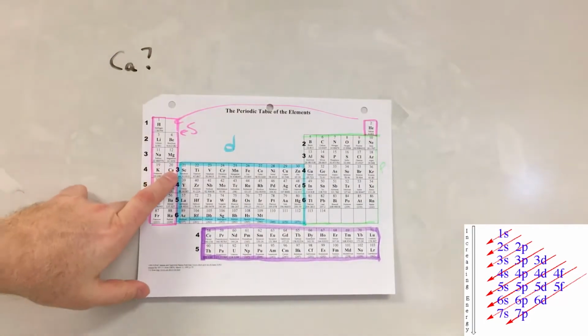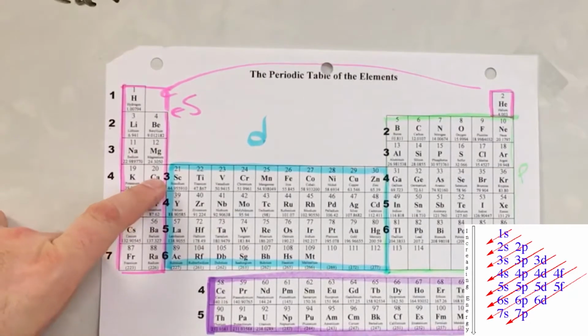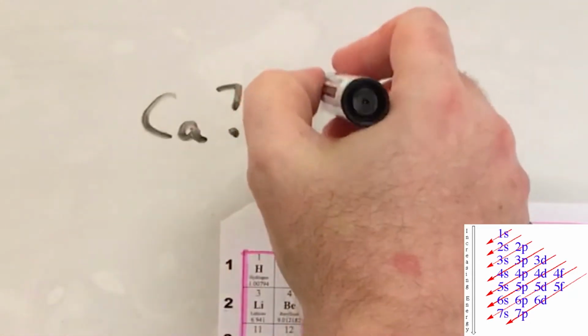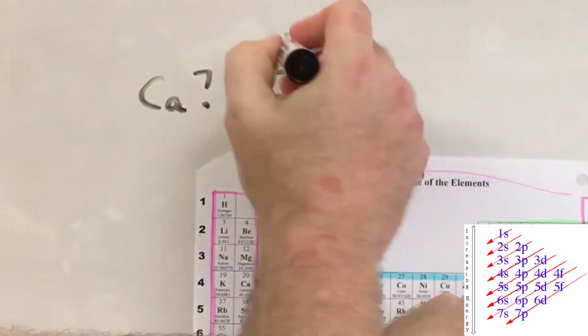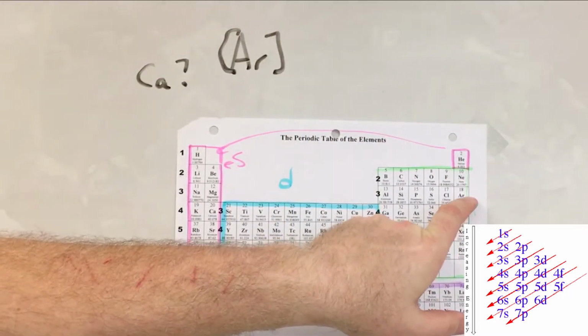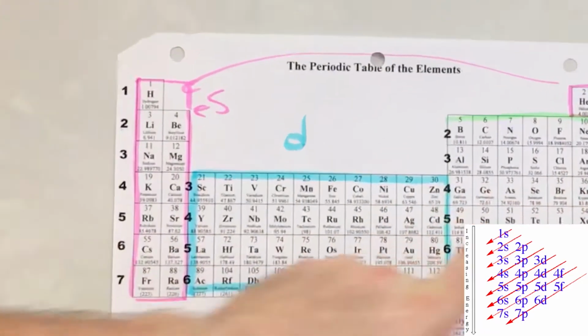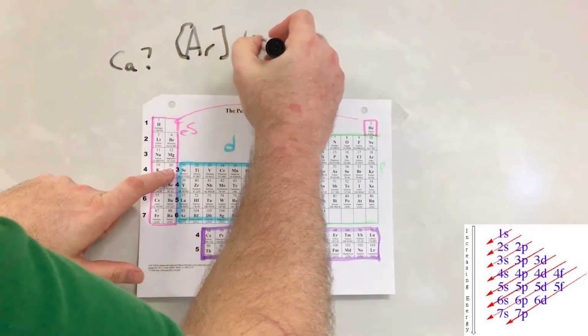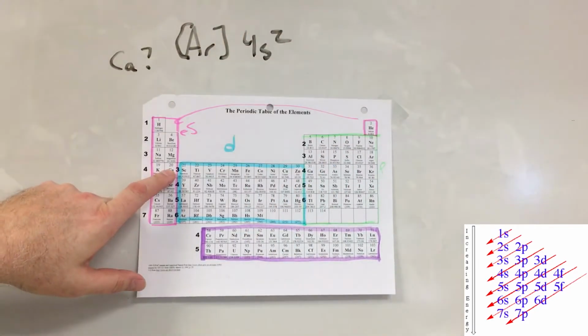Now, if I put my finger on calcium right here, I go backwards to the nearest noble gas that I've passed, and that's argon. So I'm going to write Ar. But now instead of having to do math or anything else, I go Ar, and I go ching, and I go to the next row, and the next row is 4s, and it's 4s1, 4s2, and I'm done. I've just done the shorthand notation.